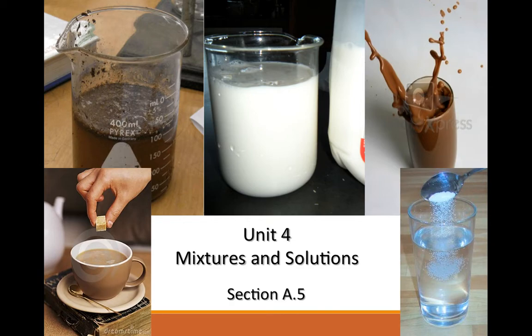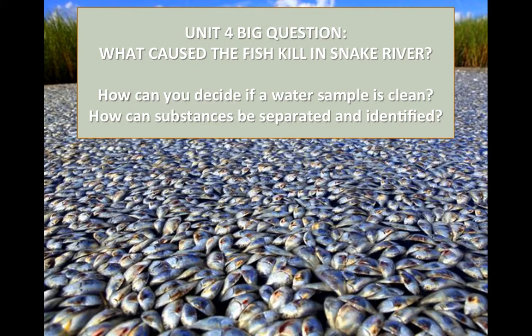Alright, today we're going to talk about mixtures and solutions, which covers section A5 in your textbook. So, here are the questions. We are relating to the Fishkill and the Snake River. How can you decide if a water sample is clean, and how can substances be separated and identified?